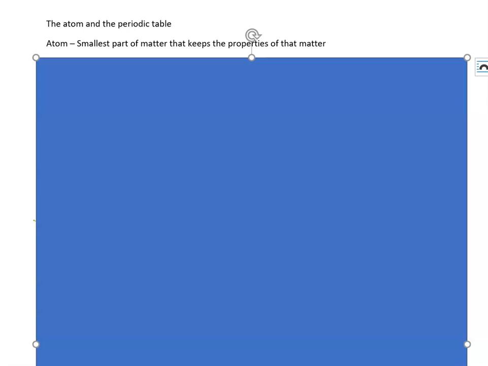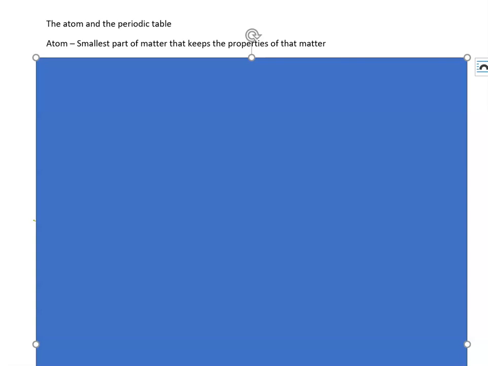In this video, we're going to look at the atom in the periodic table. The atom is the smallest piece of matter that will retain the properties of that matter. So they are made up of smaller particles, but those particles do not have the properties of those individual atoms. So when I say properties, I'm talking about those physical and chemical properties that we went over in a different video.